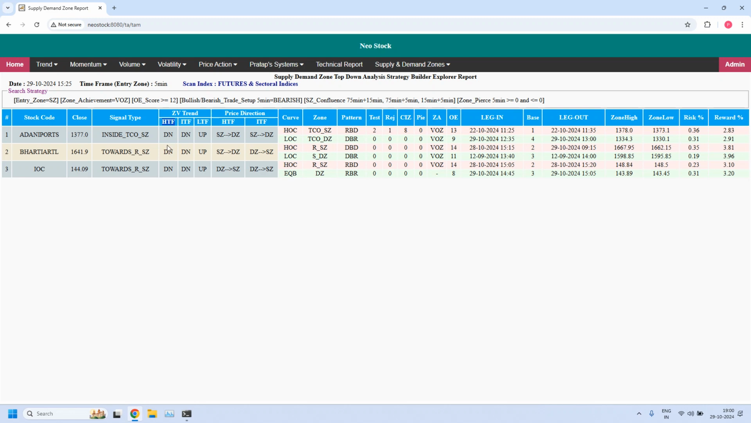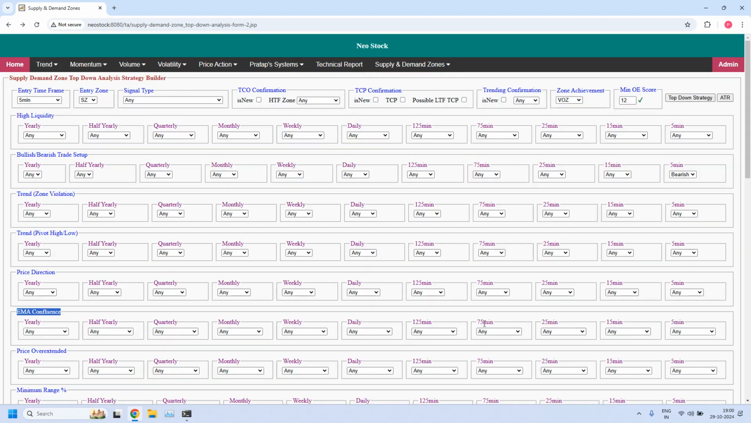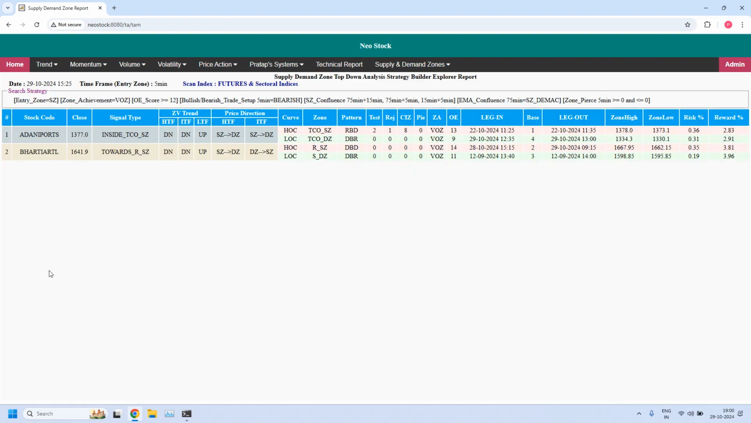If any of these HTF zones have daily EMA confluence, that is an even more high probability setup. Let's verify. In the EMA confluence, HTF is 75 minutes. The 75 minute supply zone with daily EMA confluence, because the 5 minute entry zone is part of the 75 minute zone. 5 minutes together with 15 minutes is part of 75. So 2 stocks are filtered. Both these stocks are supporting an even more high probability setup, the supply zones. Because the 5 minute zone is part of 15, both together part of the 75. The 75 minute supply zone has daily EMA confluence, and the 75 minute trend is also a downtrend.